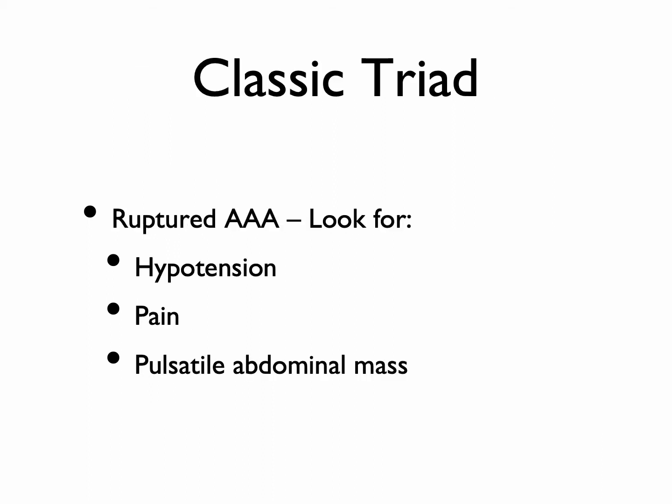So the classic triad that you're going to look for within a ruptured AAA is hypotension, pain, and a pulsatile abdominal mass. So if you're thinking someone might have a AAA and they've got hypotension, pain, and you're noticing a pulsatile abdominal mass, remembering patients that have quite a lot of adipose tissue over the stomach, you most probably won't notice a pulsatile abdominal mass. But hypotension and pain, think about rapid abdominal aortic aneurysm that's potentially ruptured.